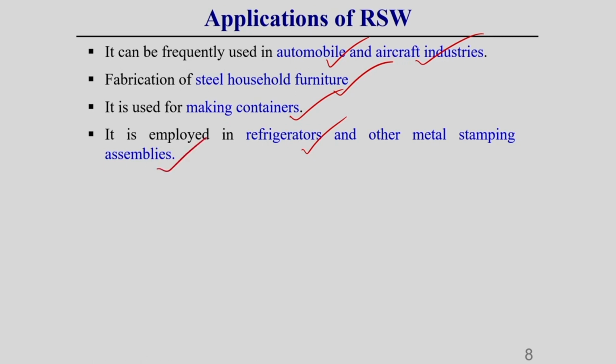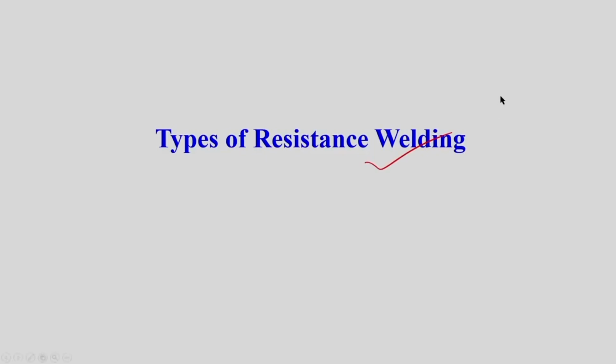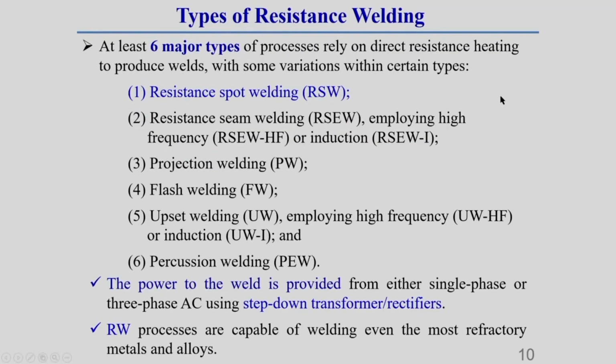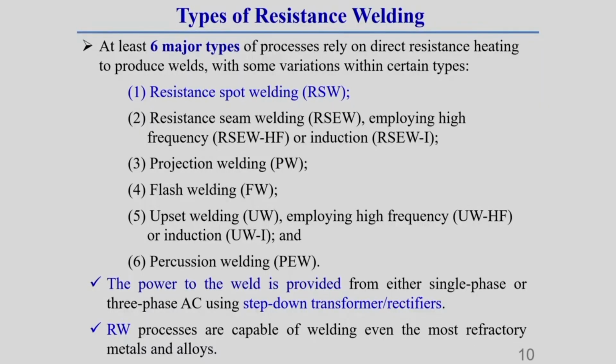Okay. Now, we will discuss the next part of today's lecture, that is the other categories of resistance welding process. What I have already told you, previously I discussed resistance spot welding, which has very wide application. That is why I showed that initially. Now, we will discuss the rest of the resistance welding techniques. Overall, this resistance welding process can be categorized into 6 major types.